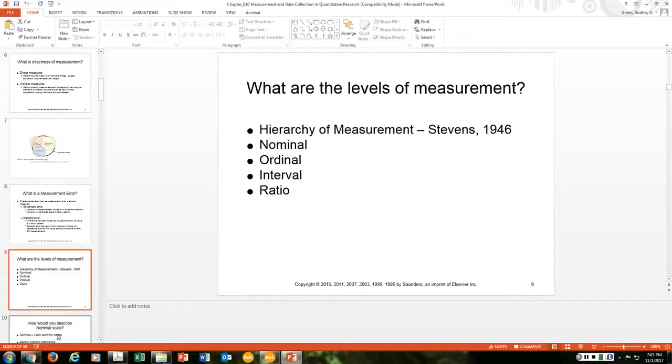So the levels of measurement. A hierarchy of measurement was developed by Stevens in 1946, and there are 4 levels of measurement: nominal, ordinal, interval, and ratio. And we will go through each one of these.